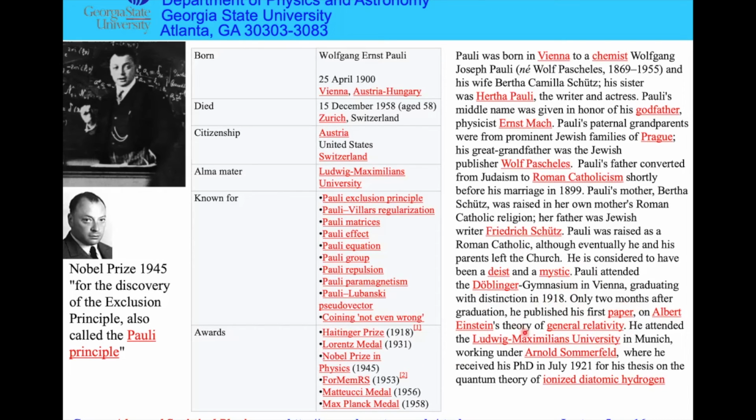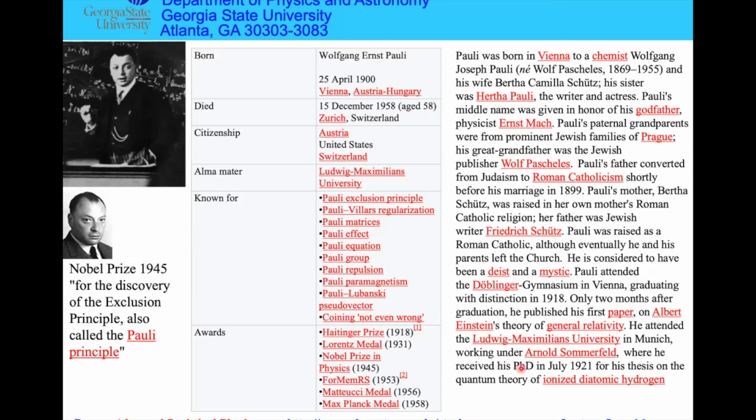Then he attended Ludwig Maximilians University in Munich, working under Arnold Sommerfeld. Sommerfeld is characterized as the last greatest physicist of classical physics, and next was the quantum era, which Pauli so brilliantly developed. And by the way, before I go further, I'll tell you that Arnold Sommerfeld, when asked the question, what is your greatest discovery in science, always would answer, my greatest discovery in science is Wolfgang Pauli.